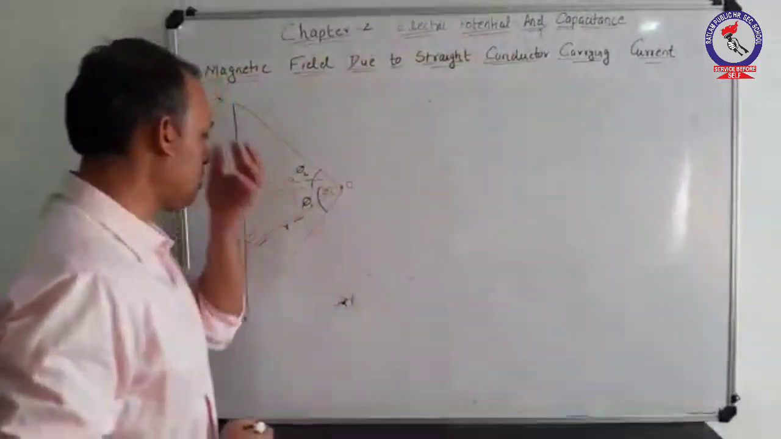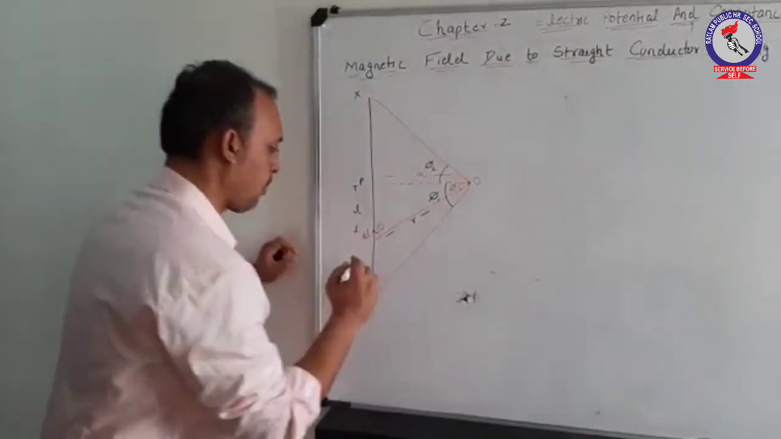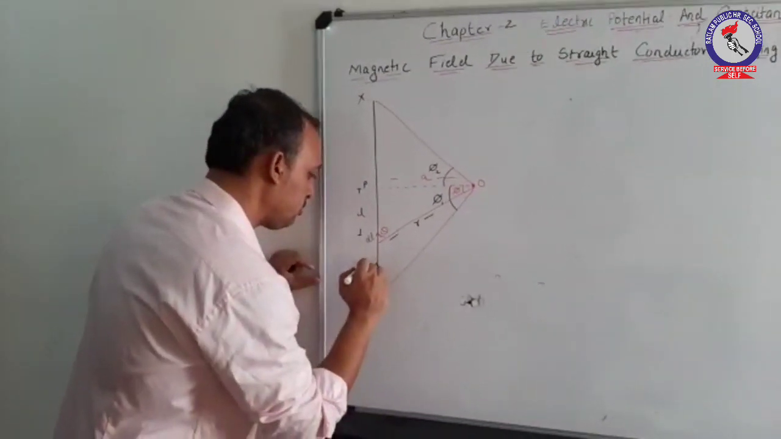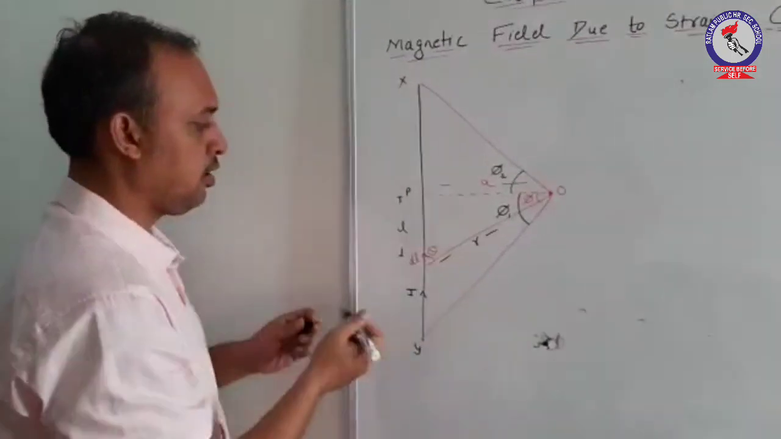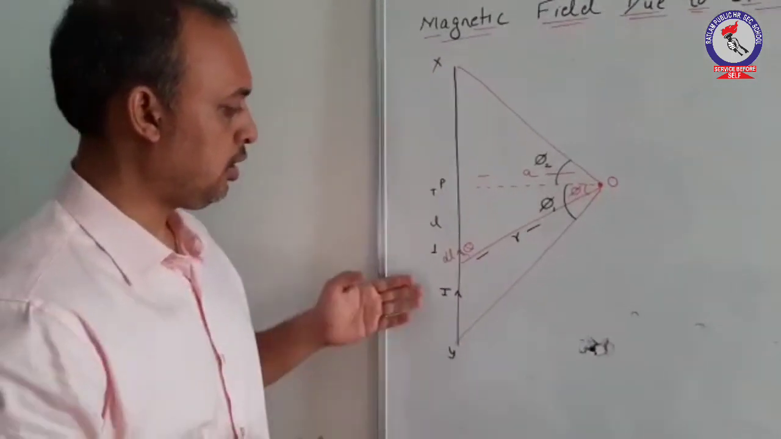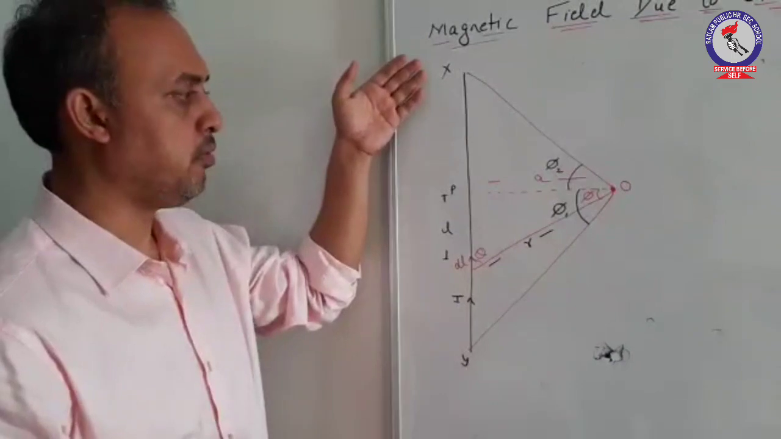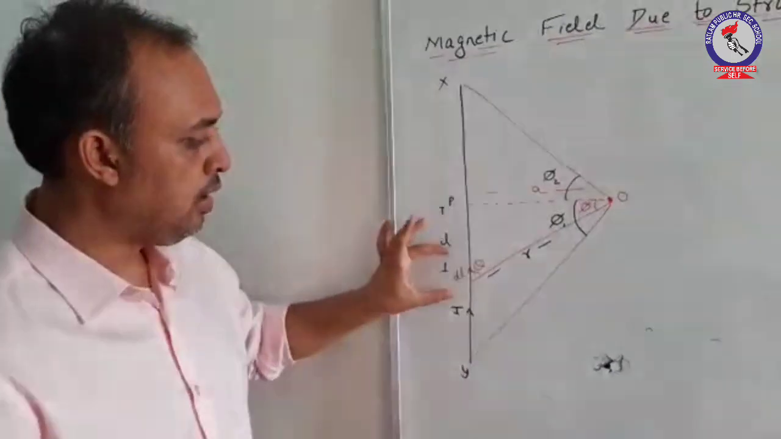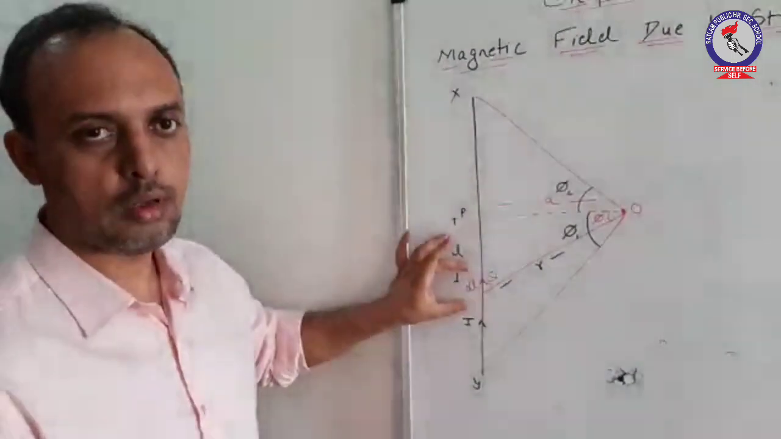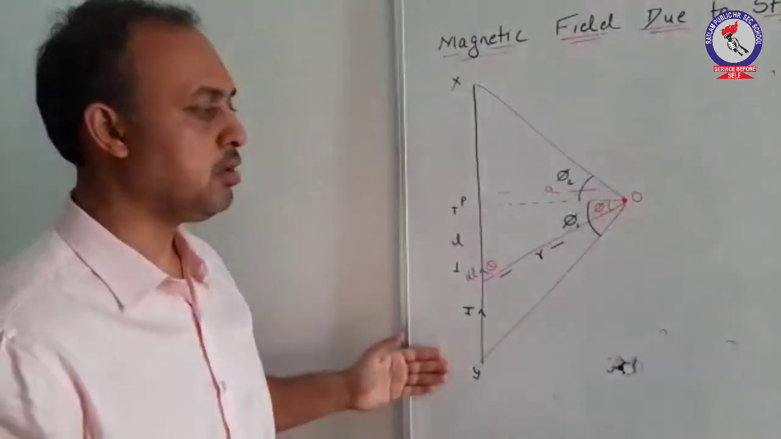Now, let us examine the figure first. As you can observe, XY is a straight conductor. The direction of current is from Y to X. dl is the small element which is being placed on the straight conductor.